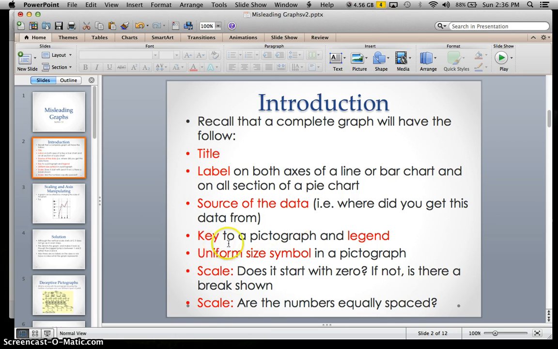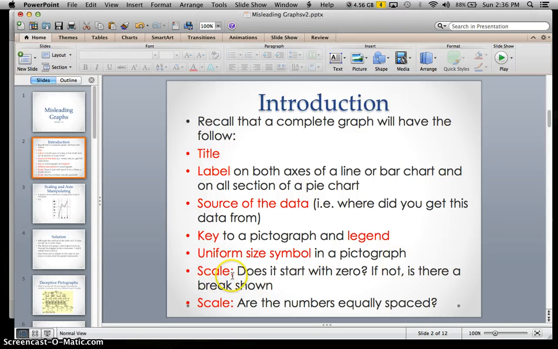Okay, a key to a pictograph and a legend. We're going to take a look today at what a pictograph is. It's basically a graph that is representing information via small little pictures. You should also have uniform size symbols in a pictograph. That means that all of your symbols should be roughly the same size so as not to mislead the data.